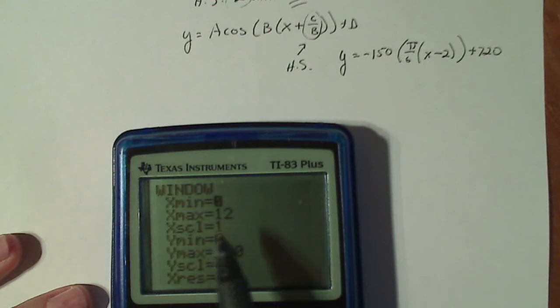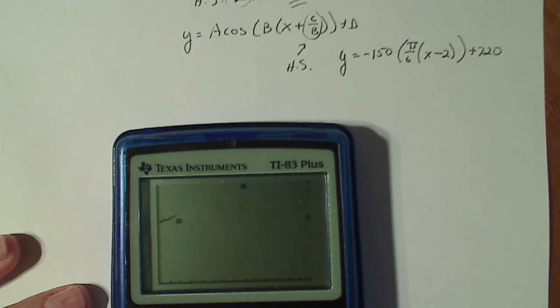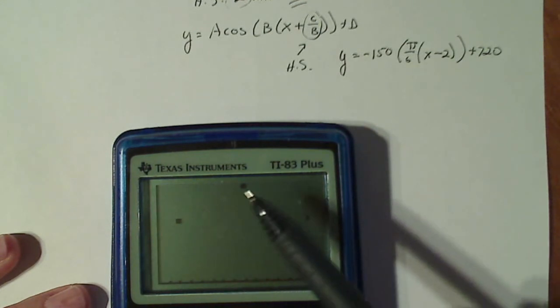And I'm going to stretch my window a little bit to 14. So I get all the points in there. So clear this guy out. Come on, you can do it. I need to clear him. Clear. And then there's my 3 points. See, it starts in March at the low point.